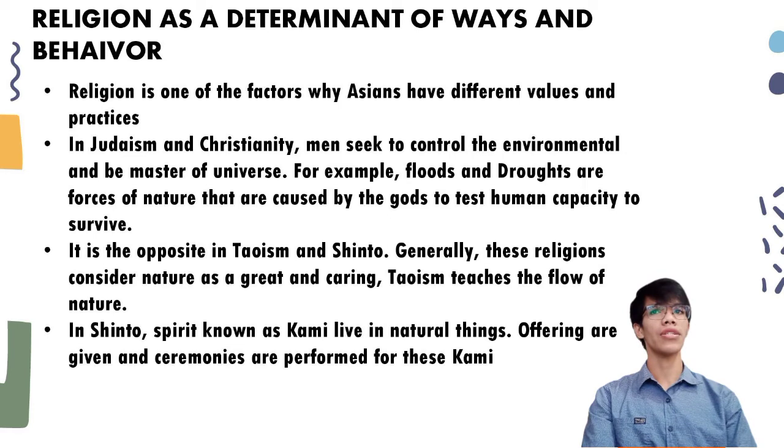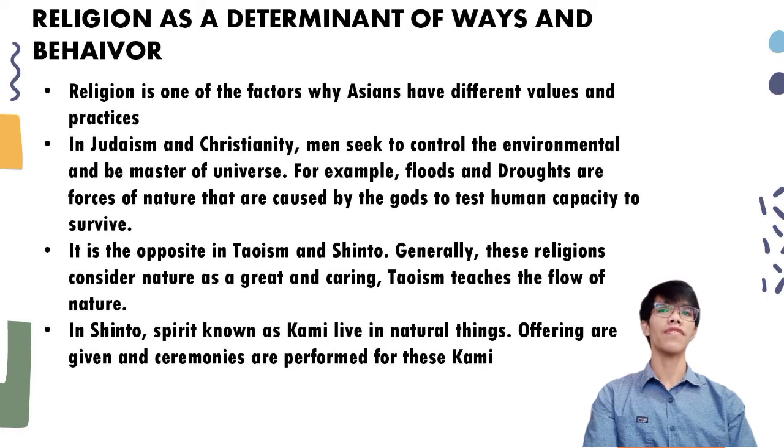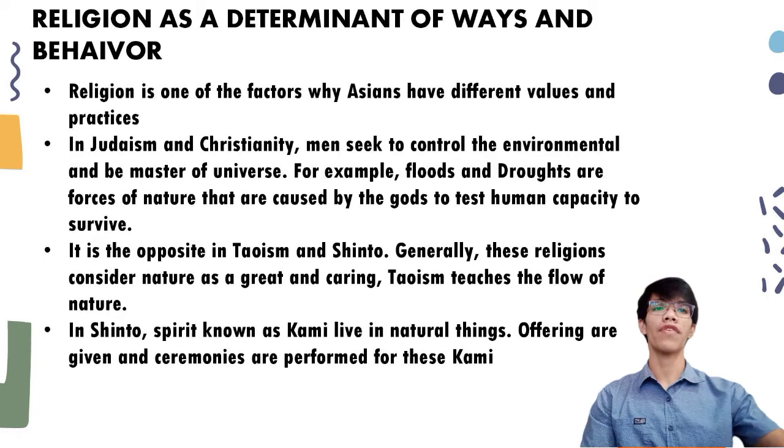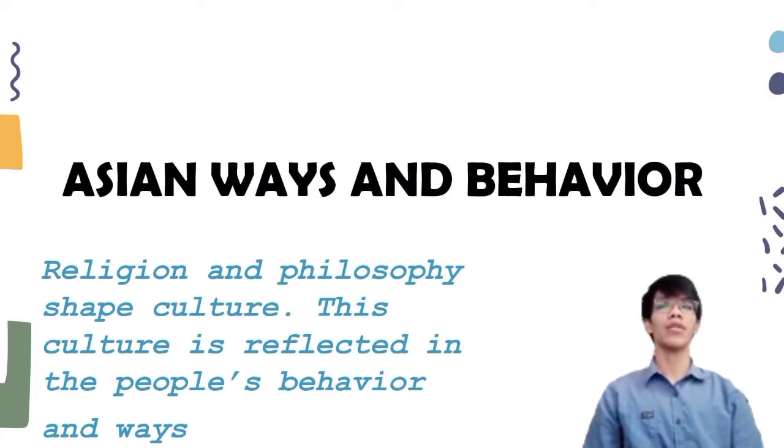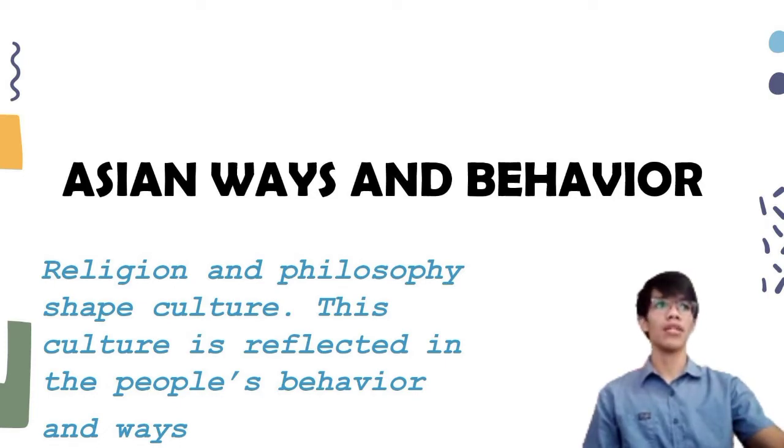Generally, these religions consider nature as great and caring. Taoism teaches the law of nature, while in Shinto, spirits known as kami live in natural things, offerings are given and ceremonies are performed for these kami. Let us now proceed to Asian ways and behavior. Religion and philosophy shape culture. This culture is reflected in the people's behavior and ways.